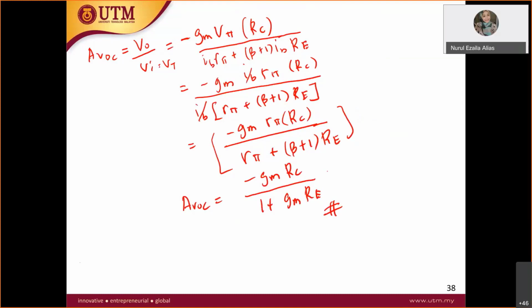Actually, they replace this R pi with beta over GM. So they replace R pi with beta over GM. Finally they cancel out the beta over GM. They will get that AVOC is negative GM RC over 1 plus GM RE. If you still don't believe me, you can do it yourself later.